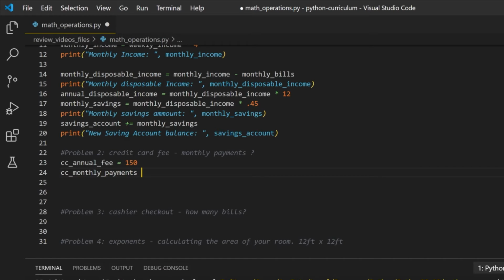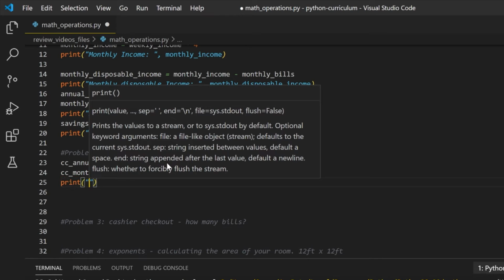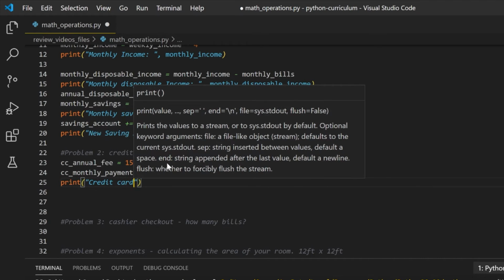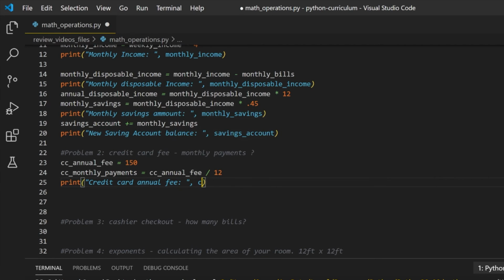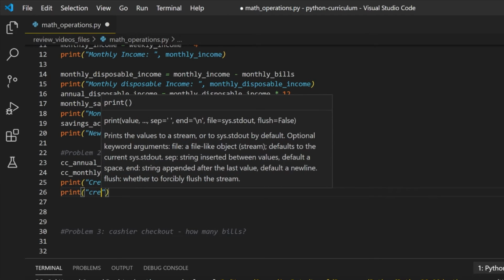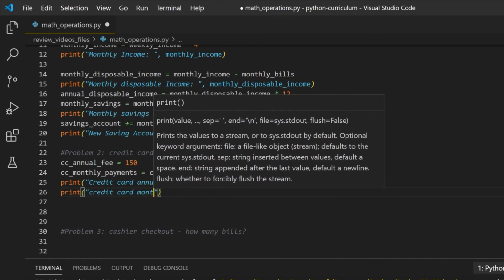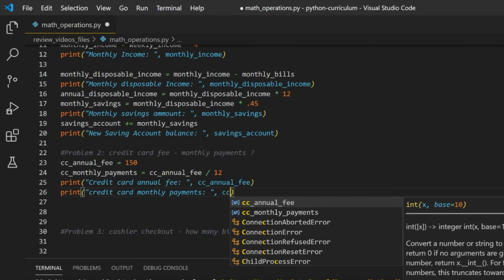So our credit card monthly payments is just going to be equal to whatever the credit card annual fee is divided by 12. And then we can print that out. So we can do credit card annual fee. It's going to be equal to whatever the CC annual fee is. And then we also want to print out our credit card monthly payments. And that is going to be our CC monthly payments.